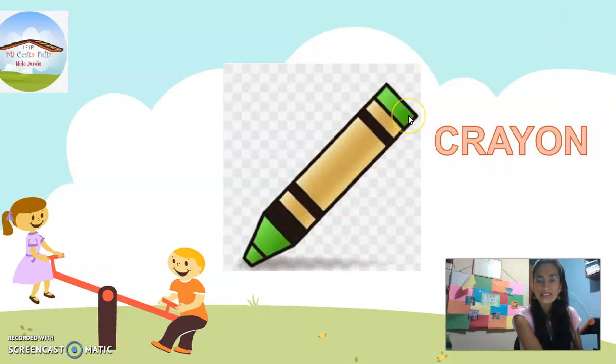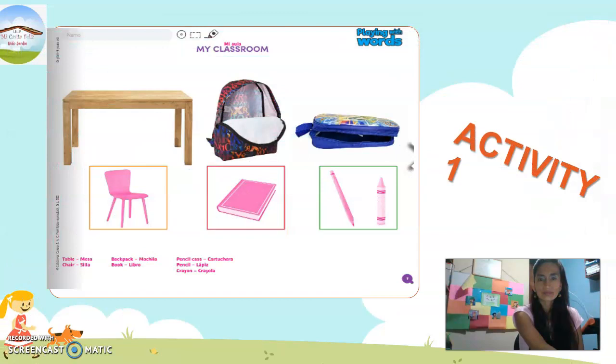What is that? That is a crayon, a green crayon. What is this? This is my crayon. We finished reviewing the objects that you see in the classroom, ¿ok? Los objetos que encontramos o que vemos en un salón de clase.